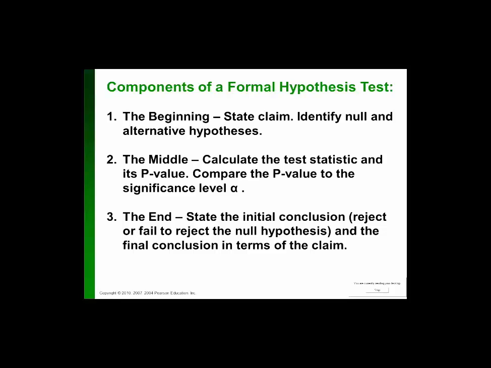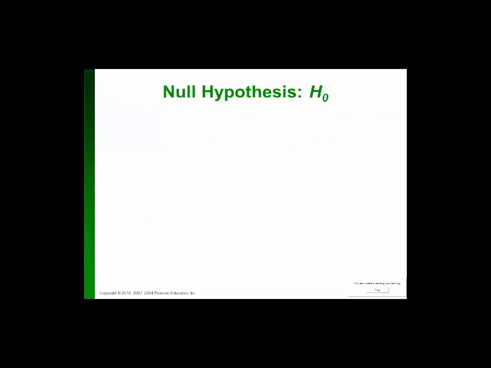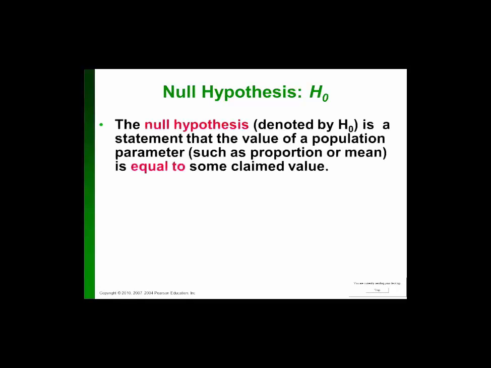All right, here's what I mean when I say the beginning is state the claim and identify the null and alternative hypotheses. The null hypothesis, the symbol for the null hypothesis is H with 0 as a subscript. The word null, nothing, makes you think of 0. So the null hypothesis is H sub 0. It's a statement that the value of a population parameter is equal to some claimed value. If we were trying to say the IVF procedure didn't work, that the proportion of girls, even with the procedure, is still 0.5, then p equals 0.5 would be our null hypothesis.